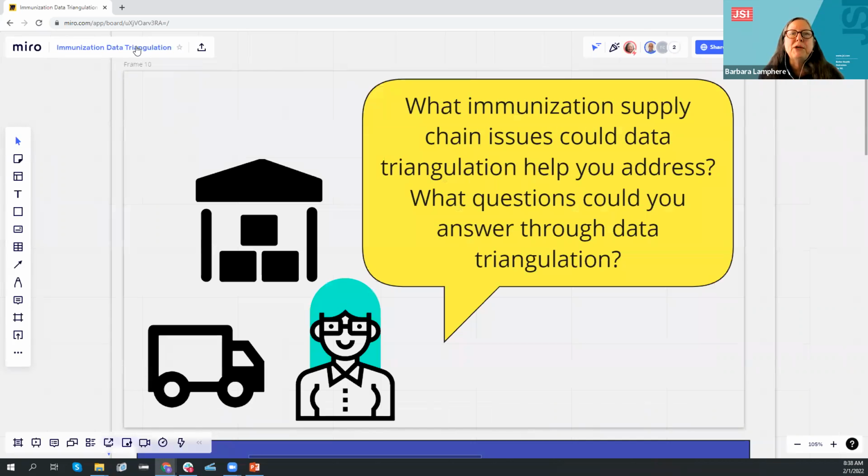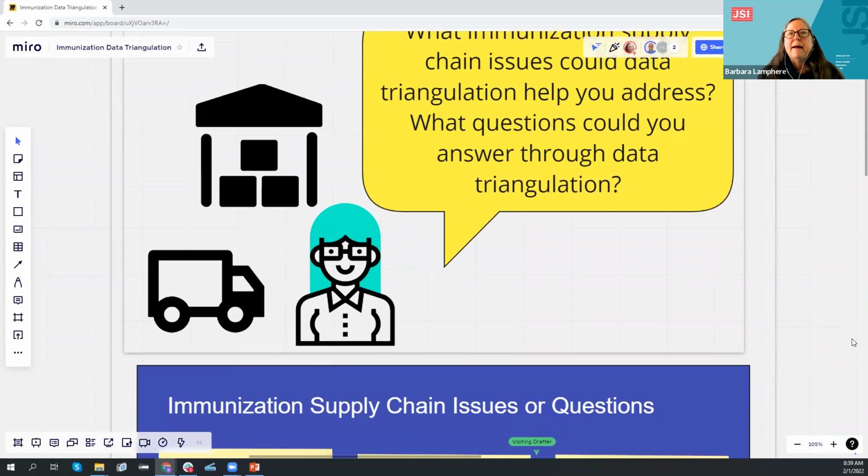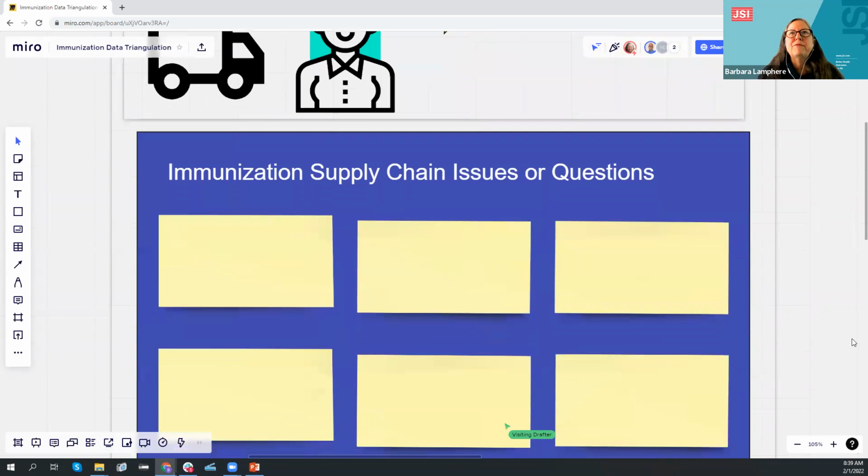So what we would like from you as participants, thinking about your own immunization supply chains, what are some of the immunization supply chain issues you would want to address using data triangulation? What questions could you answer through data triangulation that would help you improve your supply chain? So as you think of possible answers, we're going to take your answers from the chat.